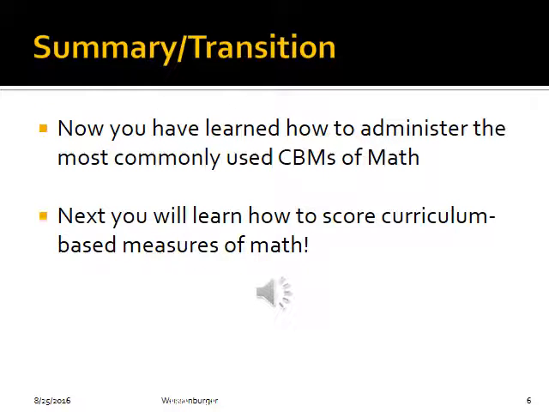Next, in the next module, you will learn how to score these curriculum-based measures of math. I hope you have time to practice and have found a volunteering student to administer a math CBM to, so that then you can learn how to score that student's work during the next module.